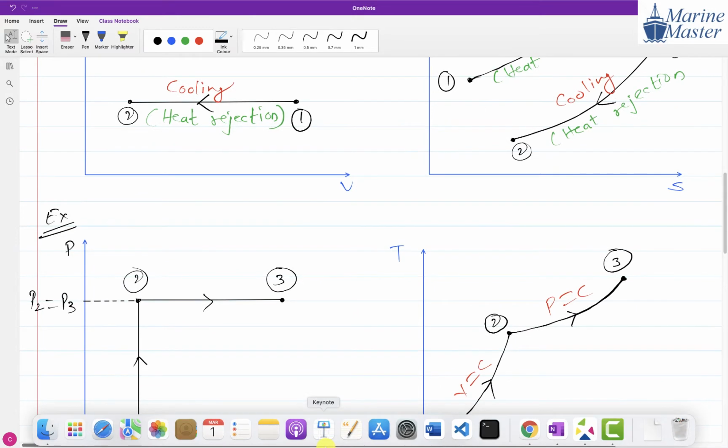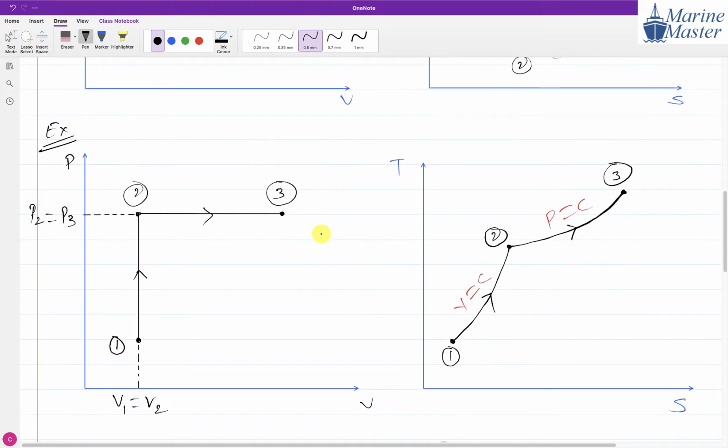Don't have to draw after writing all the things. Just after this drawing, here is the scenario I am explaining to you: comparison of two processes. From an exam point of view we need these things. There are some few questions. First process constant volume, second process constant pressure.